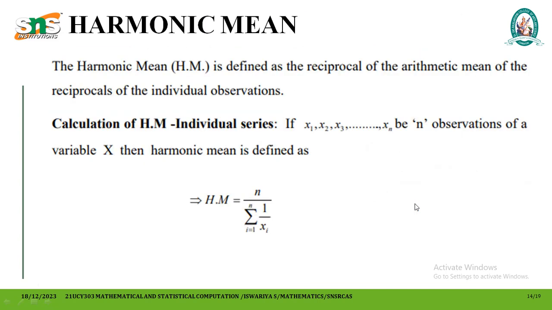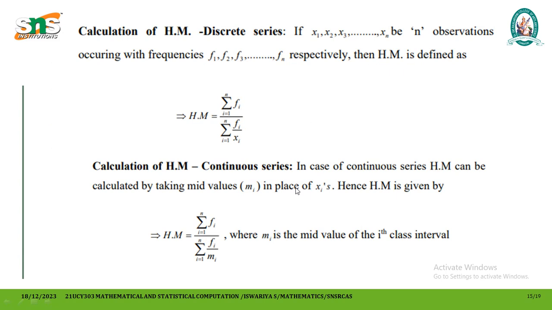So the next one is the harmonic mean. The harmonic mean is defined as the reciprocal of the arithmetic mean of the reciprocal of the individual observations. For the individual series, the harmonic mean formula is n divided by summation i equal to 1 to n of 1 by xi. For the discrete series, the harmonic mean is equal to summation i equal to 1 to n fi divided by summation i equal to 1 to n fi by xi. And for the continuous series, the formula for the harmonic mean is summation i equal to 1 to n fi divided by summation i equal to 1 to n fi by mi.